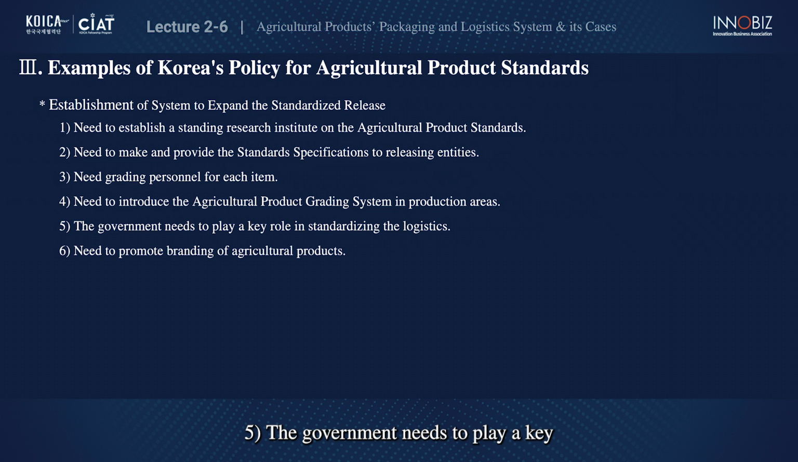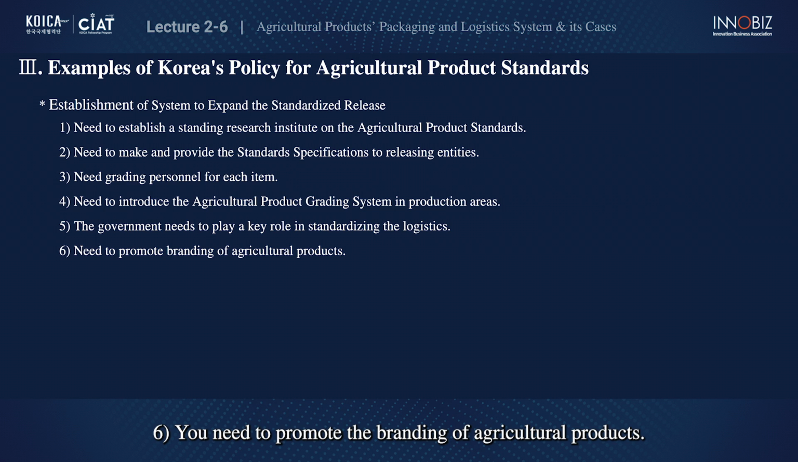The government needs to play a key role in standardizing the logistics. To promote logistics standardization and enhance the efficiency of standardization, you need to standardize the size of boxes and pallets according to the official standards and designate a code for each agricultural product. Thus, the role of the government is very important in establishing the standards.